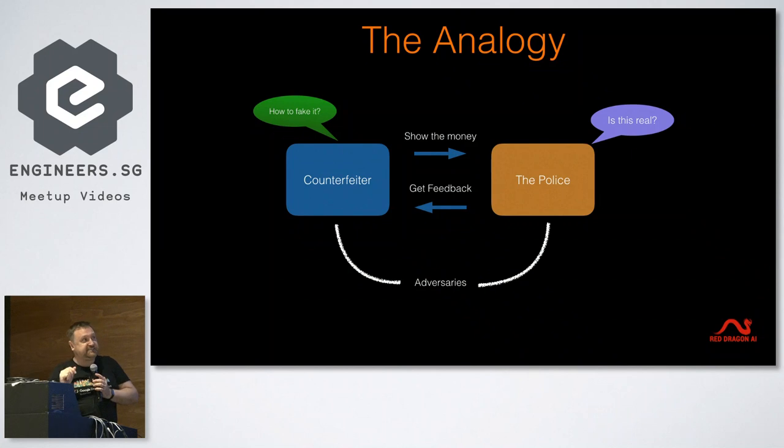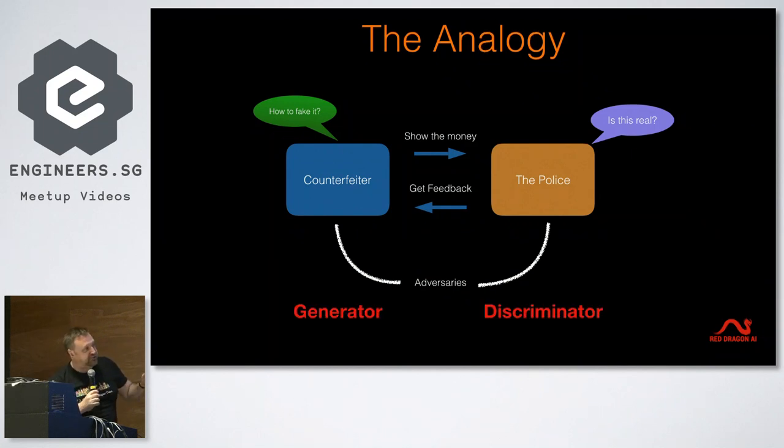Right, and here's the thing, where we call it a generator and discriminator, the whole reason why this works is that as these two parts of the model train, they get better at producing it. So if you think about it with the analogy of counterfeiting, as the counterfeiters start to get better at making counterfeit money, the police have to get better at detecting it. And as the police get better at detecting it, the counterfeiters have to get better at counterfeiting it.